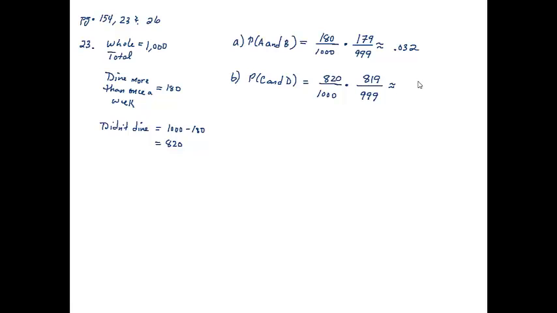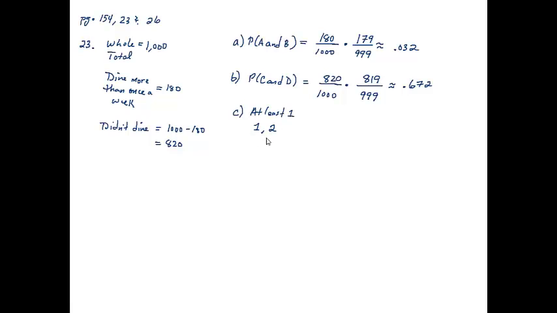Multiply these together and we get approximately 0.672. Alright, part C. It says find the probability that at least one of the two adults dined out more than once per week. So at least one. Well, what does at least one mean? It means one or two. It's one or more, but how many adults are we surveying? Only two. So it's one or two.